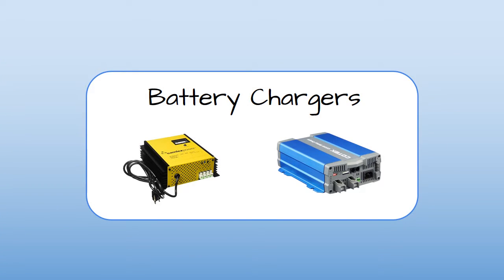Let's talk about battery chargers. These types of battery chargers will charge 12 or 24 volt battery banks. They plug into an outlet and operate on house current. 12 volt chargers can deliver currents of 15 amps up to 80 amps depending on the model, while 24 volt models typically deliver up to a maximum of 40 amps.